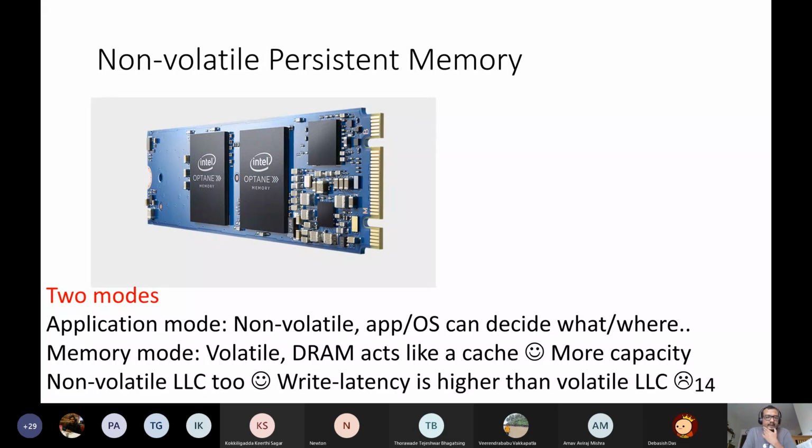So these are some of the hot, emerging topics that as a programmer you can explore and optimize, or even as a micro architect you can try to find out what is the best way to organize this memory.